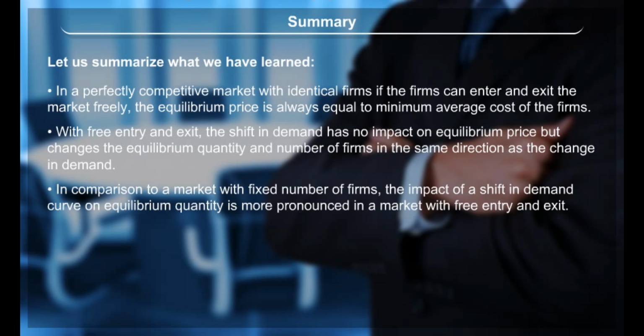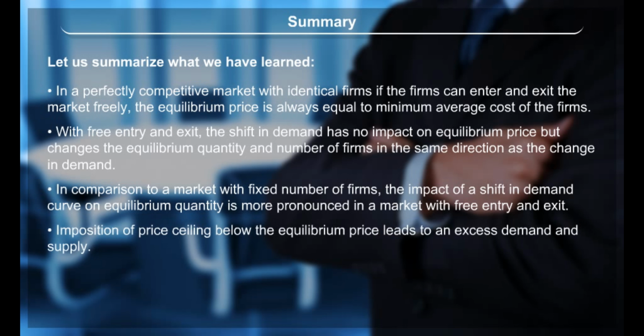In comparison to a market with a fixed number of firms, the impact of a shift in the demand curve on equilibrium quantity is more pronounced in a market with free entry and exit. Imposition of a price ceiling below the equilibrium price leads to excess demand and excess supply.